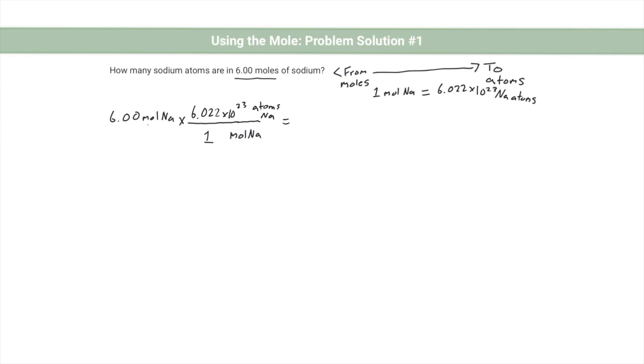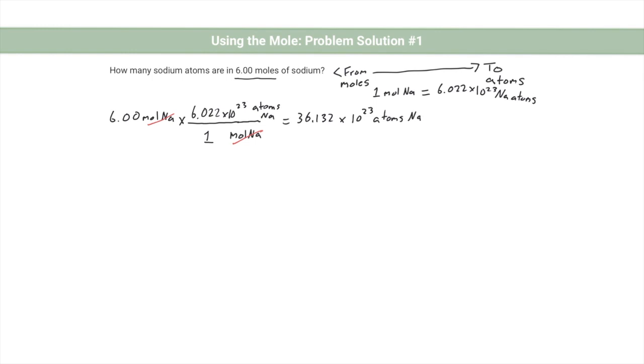Make sure our units cancel. And now we just do our multiplication. We're going to multiply 6.00 times 6.022, which will be roughly 36.132. And of course times 10 to the 23 atoms of Na.